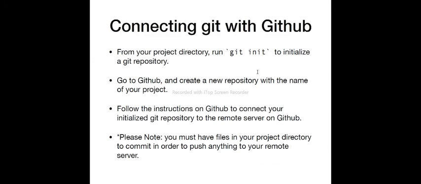Connecting Git with GitHub. From your project directory, run git init to initialize a Git repository. Go to GitHub and create a new repository with the name of your project. Follow the instructions on GitHub to connect your initialized Git repository to the remote server on GitHub. Please note, you must have files in your project directory to commit in order to push anything to your remote server.